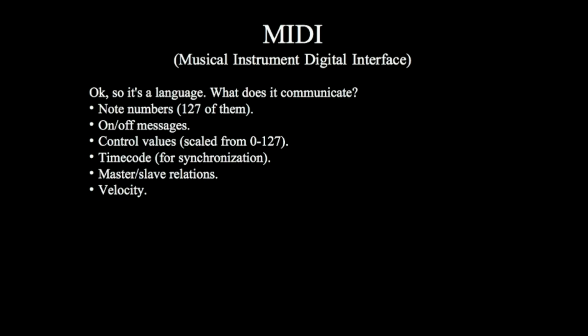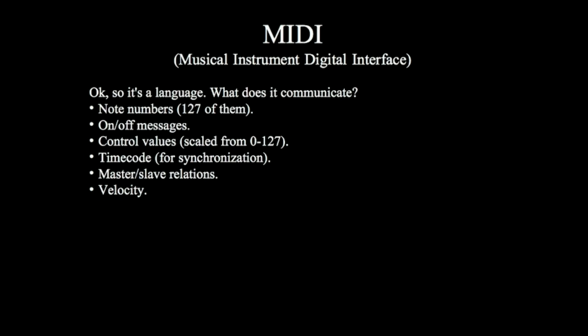Okay, so the components of this language are note numbers, 127 of them. Now, you might be thinking, why 127? I mean, there are only 88 keys on a keyboard. I'll get more into that later. But they decided on 127 note numbers. These note numbers are paired with on or off messages. Okay, so this sounds familiar, right? All digital is ones and zeros. All digital information is really just on and off messages. So we have note numbers that are paired with on and off messages.